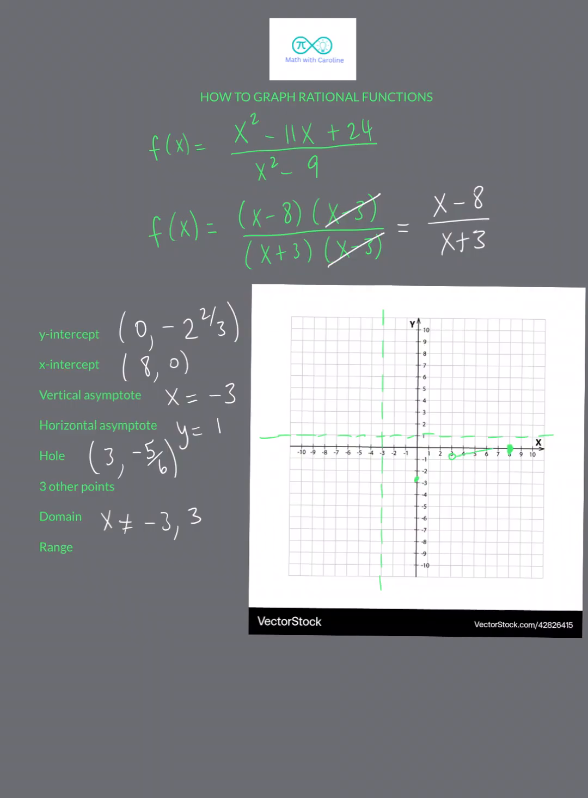We can connect our hole to our x-intercept, and then we're going to go towards that horizontal asymptote, and then we can connect our hole to our y-intercept, and then this is going to go towards our vertical asymptote. So this always happens when we're graphing our rational functions. It'll go towards one asymptote on one side and the other asymptote on the other side. Now, we don't really know if our function would be up here or down here. So we really need to plug in some more points to see where that graph is.